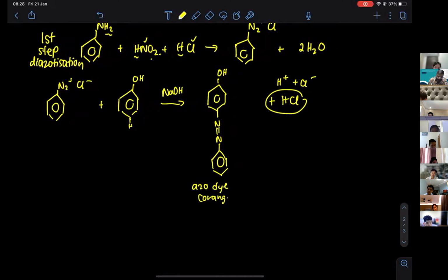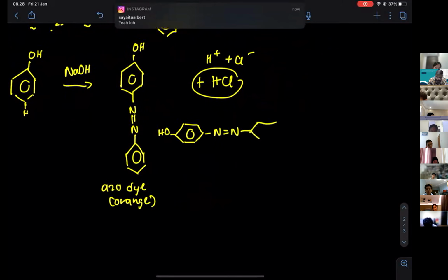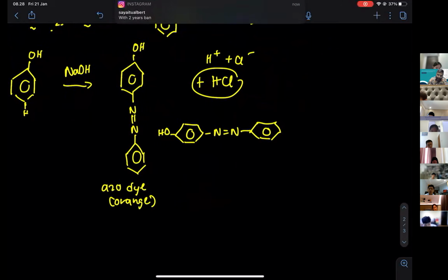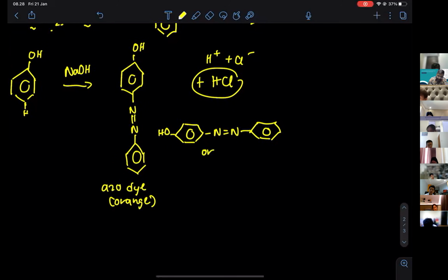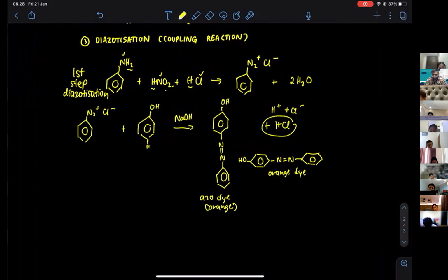Okay, so if you want to simplify this, of course you don't want to write it this way. It's better if you write it this way. You put the OH here, you put nitrogen, double bond N, and then you put this one. This is going to be orange dye. So this is one of the reactions for the phenol.